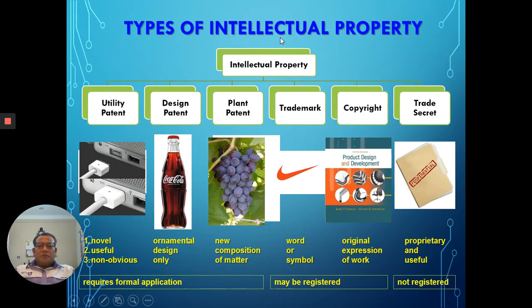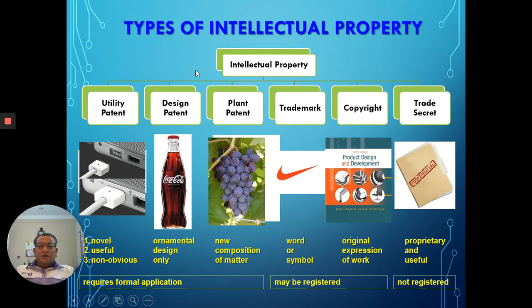There are a few types of intellectual property that have been discussed in the textbook. Intellectual property could be translated in the form of utility or patent. For example, a utility patent for transferring data in a format like USB, Universal Serial Bus. This kind of utility patent emphasizes its novelty, meaning its uniqueness, and usefulness in terms of its broad format as far as data transfer format is concerned. And it requires a formal application in order to apply under this utility category.